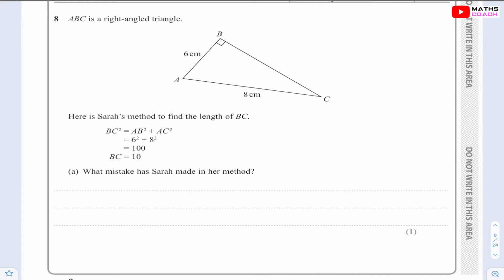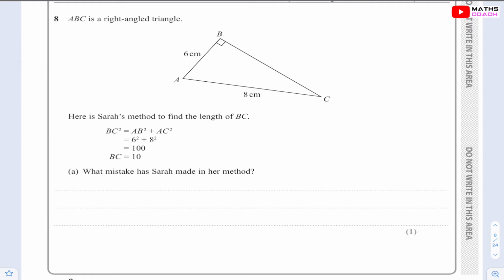Question number 8. ABC is a right angle triangle. Here is Sarah's method to find the length BC. As you can see, Sarah has made a mistake. The question tells us this, and it tells us to find what the mistake is in her method. Now, if you look at this method, she's used Pythagoras' theorem, and she's used BC squared, which is the length right here, so BC. Now we know that BC is not the hypotenuse. The hypotenuse is opposite the right angle, which is the side A to C.